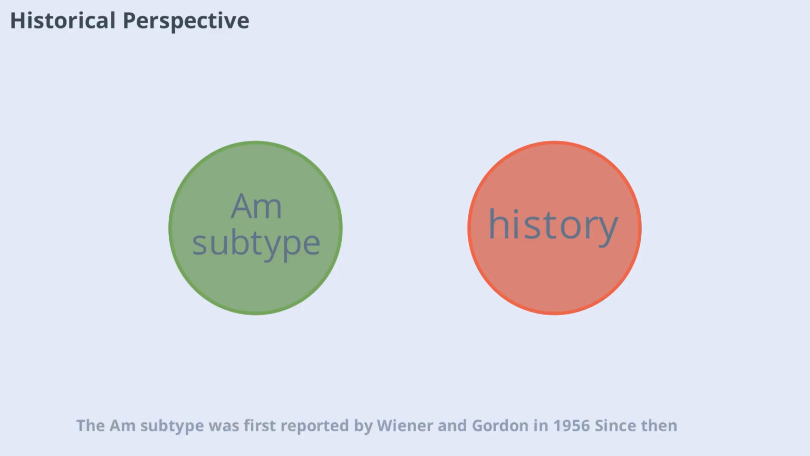The Am subtype was first reported by Wiener and Gordon in 1956. Since then, only a few cases have been documented, making each new case a valuable addition to medical knowledge. Historical reports have also noted the familial nature of the subtype, with cases spanning multiple generations.